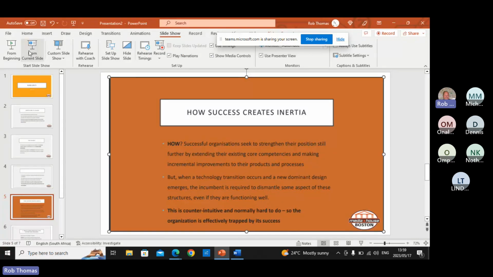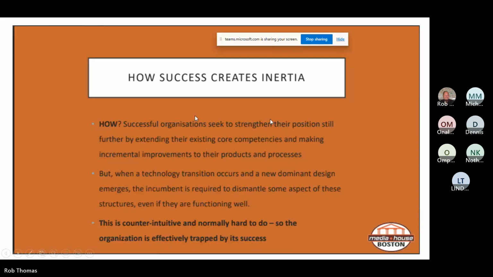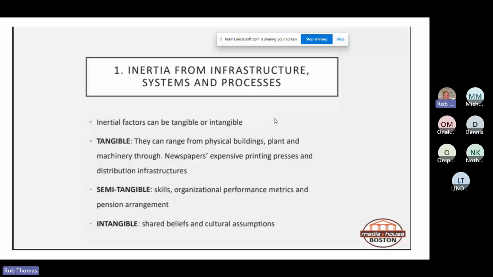Continuing with the next slide. Okay, so guys, inertia from infrastructure, systems and processes. Inertial factors can be tangible or intangible. The tangible factors can range from physical buildings, plant, and machinery.